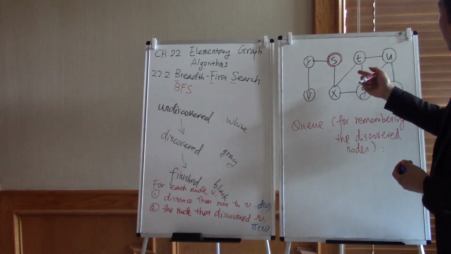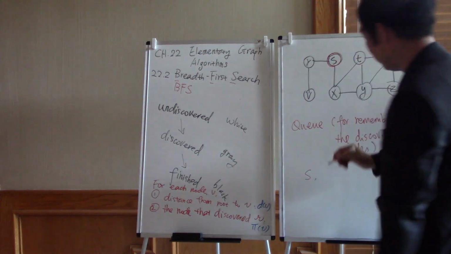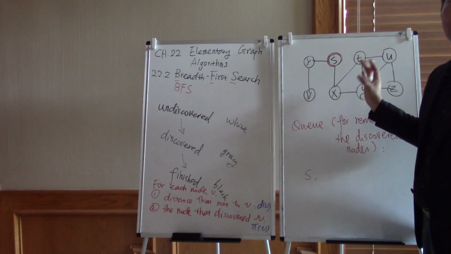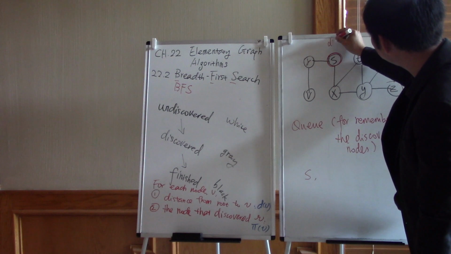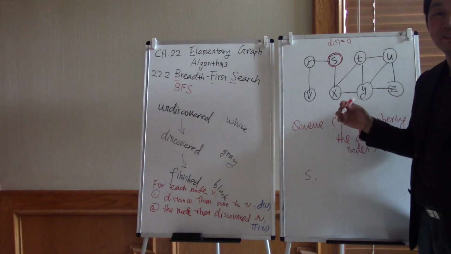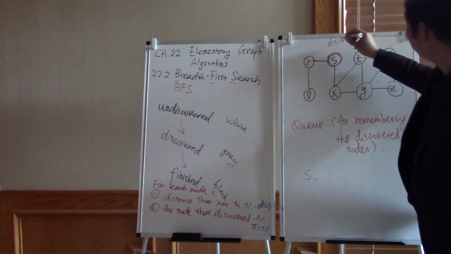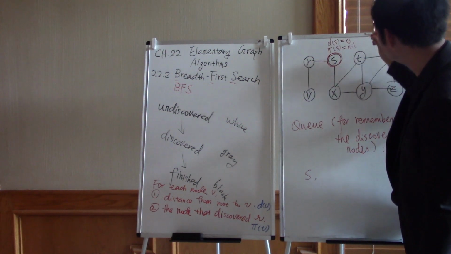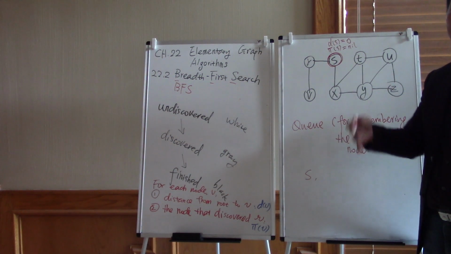So initially, this node S becomes discovered. In this Q, we have S now. S is the only discovered node, and every other node is still undiscovered. And so we have D of S equals 0. This is quite obvious because the distance from S to S is 0. There's no path. And also, the pi of S is just nil. From S to S, you don't need any path, so there's no predecessor on this path.